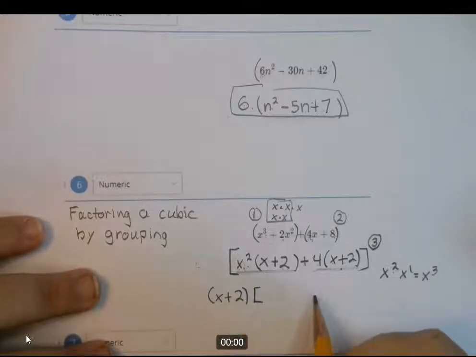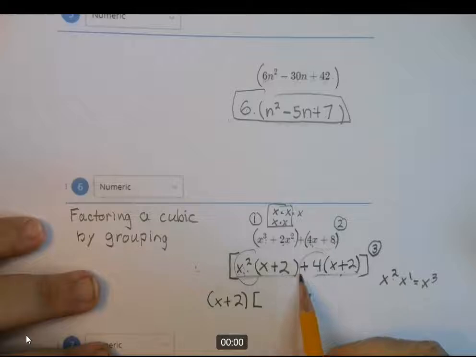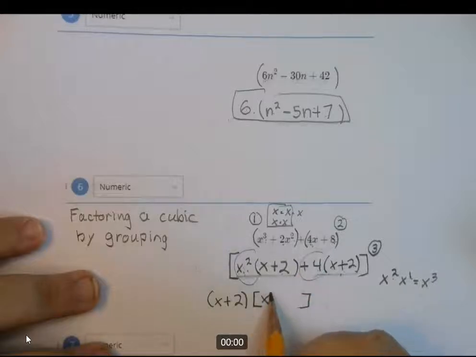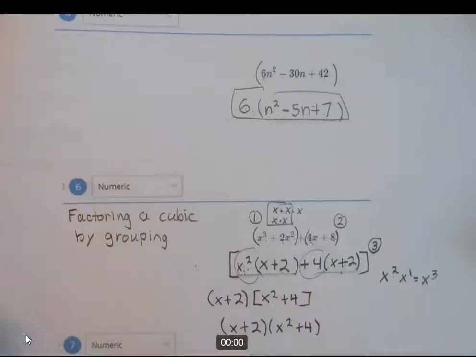And now what's left inside my square brackets? The x squared is, and the 4 is. So this is x squared plus 4. And really, to write it appropriately, you should convert that back to rounded brackets, or parentheses, but it doesn't really matter. Again, the reason I used the square ones is so you could distinguish them from these right here. Okay, there you go.